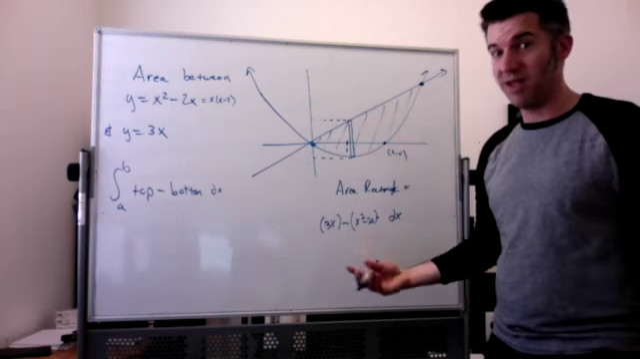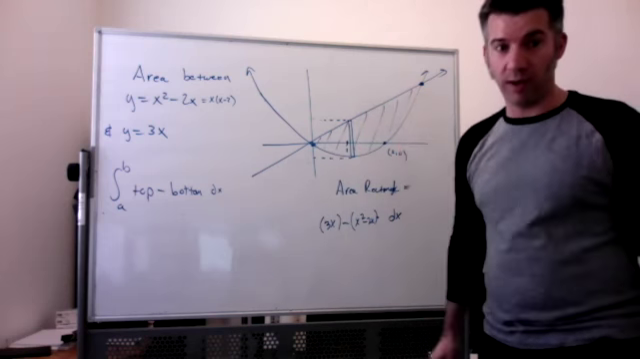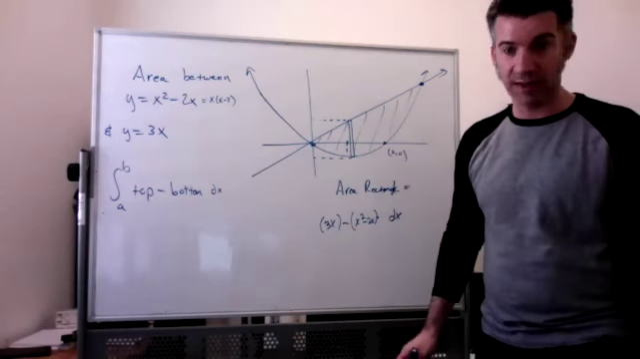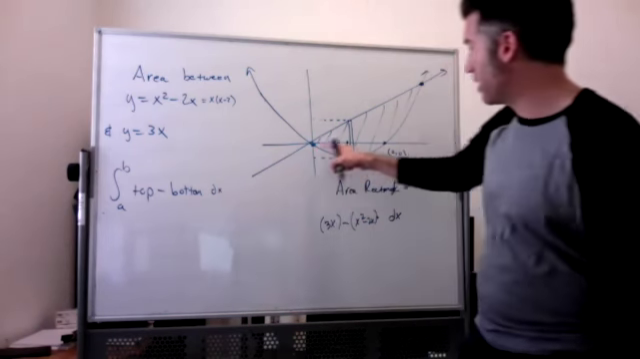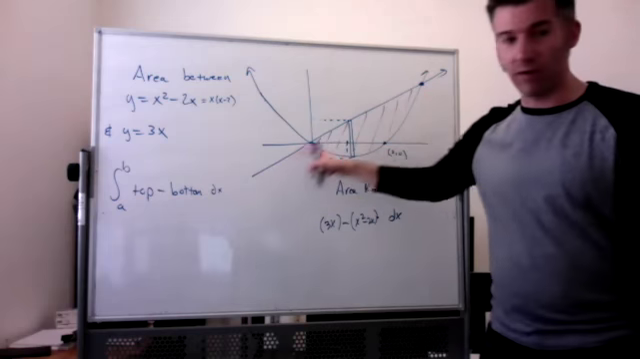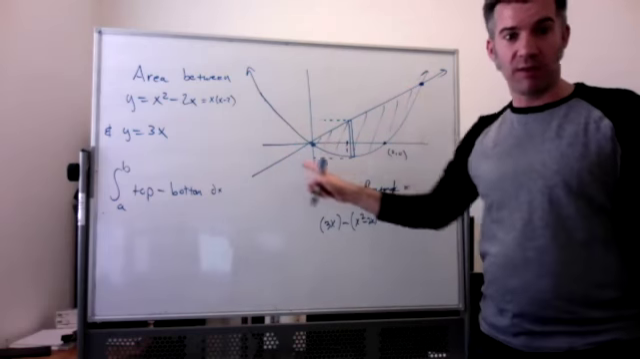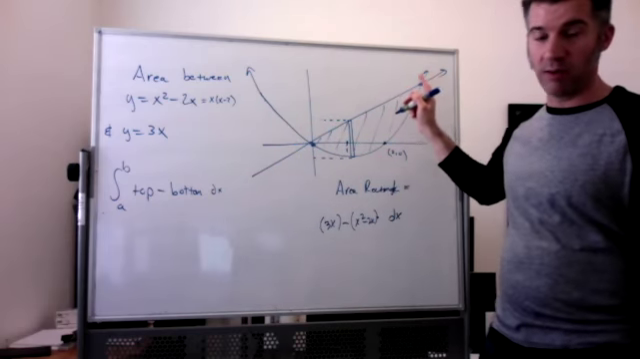But then we add up all the rectangles, meaning we integrate. So we integrate from here to here, the top function, which is 3x, minus the bottom function, which is x squared minus 2x.